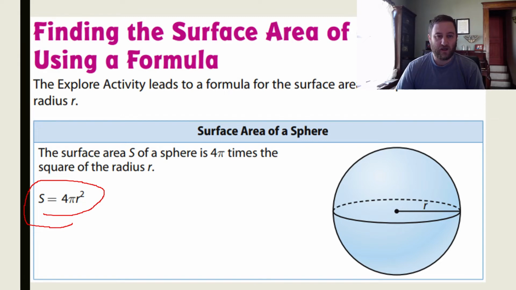Moving on, the surface area of a sphere basically is just the area of the ball, the outside part. It's everything that covers the surface of the sphere.